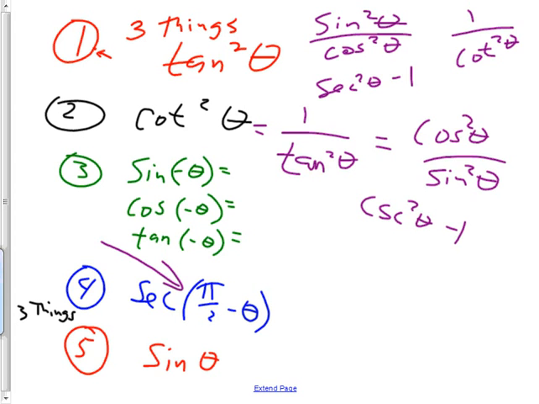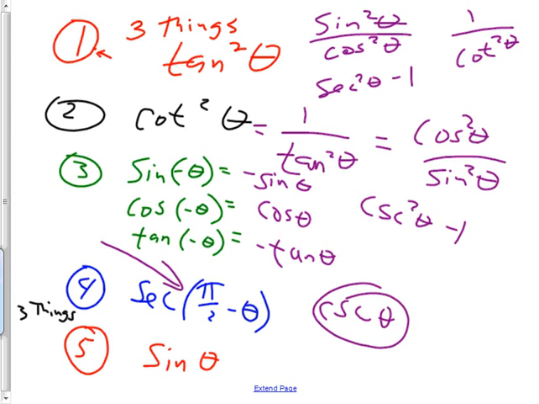Number 3. All of these are negative except cosine. So negative sine of theta. Cosine's not negativized. And then tangent is negative. Okay. And secant. Secant 1 is cosecant. And a lot of people don't like those because they're not used to the CSC. They don't know what it really means. It means cosecant. And that's of theta. Only one answer for that one.